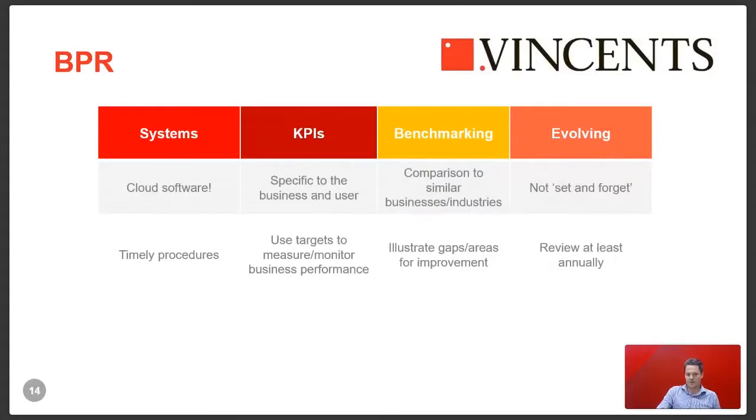Benchmarking is also an important element you can integrate within your BPR. Benchmarking can be used in these reports to set targets for your business. It is the process of comparing your business performance with other businesses in the same or similar industry. Using benchmarks to set targets is useful, as it can illustrate where your business performance is above or below your competitors, and show you where your business can improve. You can see in the slide how it can illustrate gaps and areas for improvement.